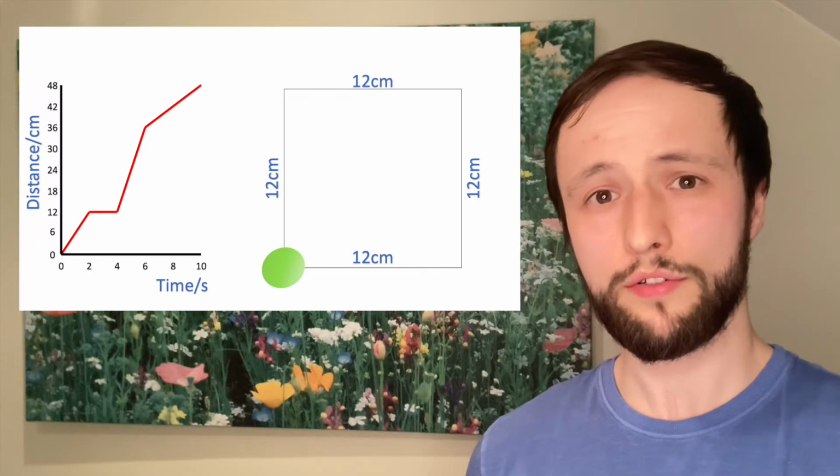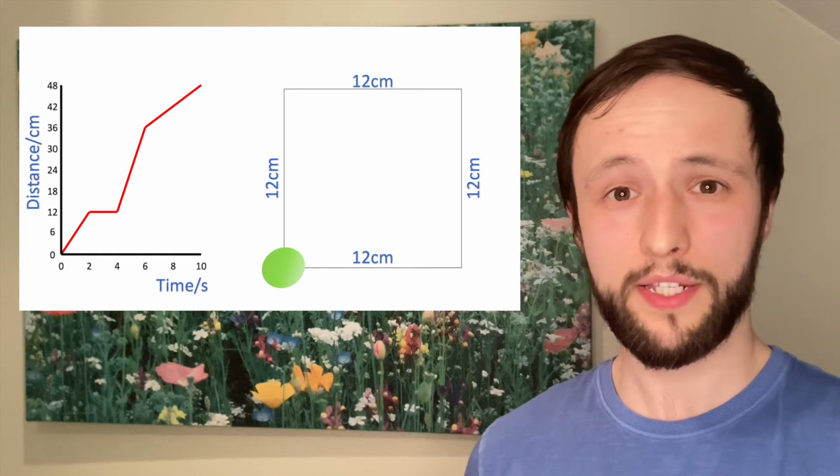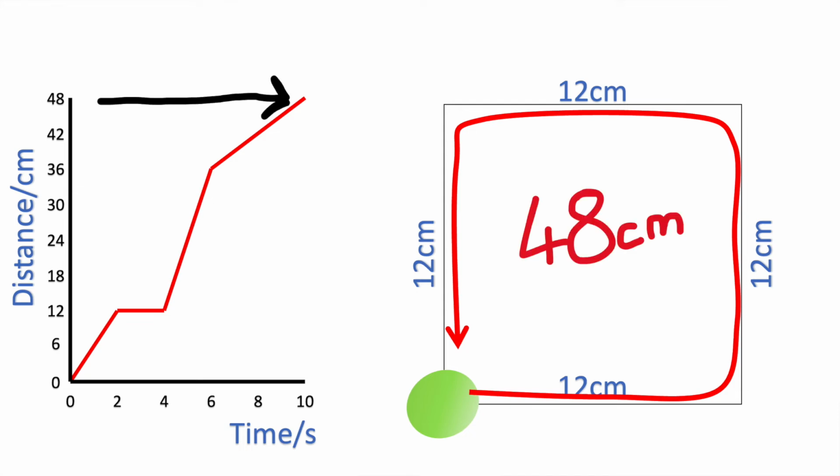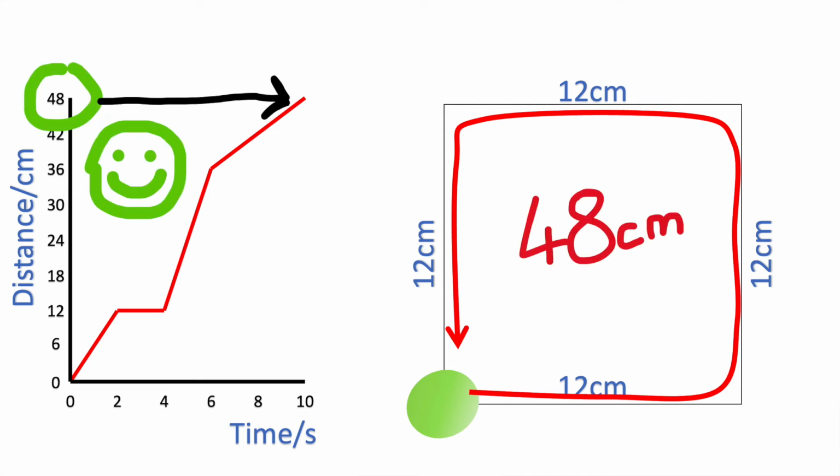Now, looking at our grape's journey in real life, we can see that it ends up back where it started. But our distance time graph doesn't give us this information. After all, our graph is only keeping track of the distance covered, which, to be fair, shows us that the total distance the grape has covered is 48 centimetres. If only we could show displacement.